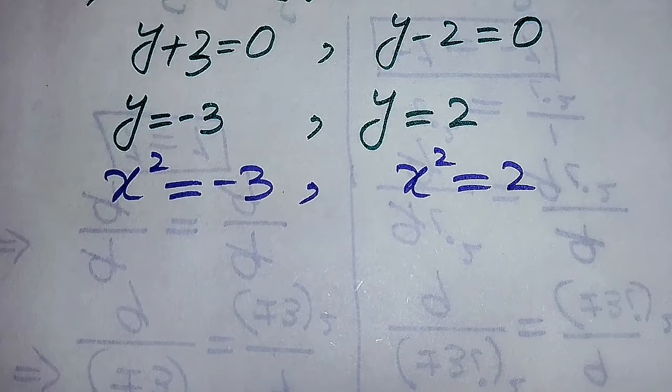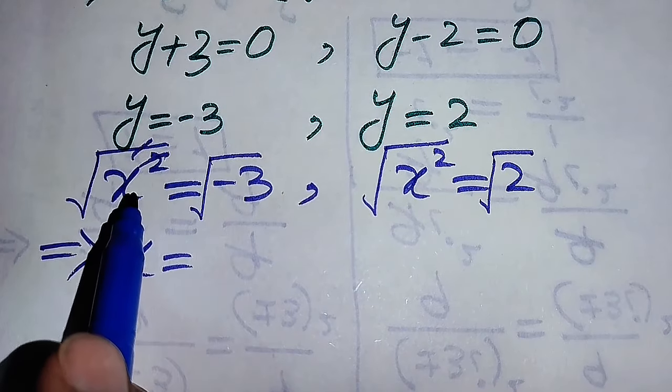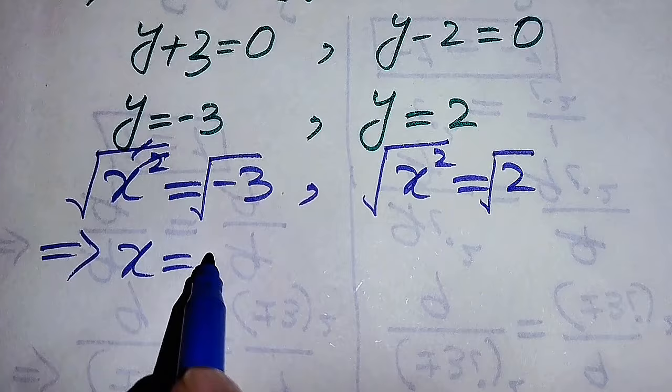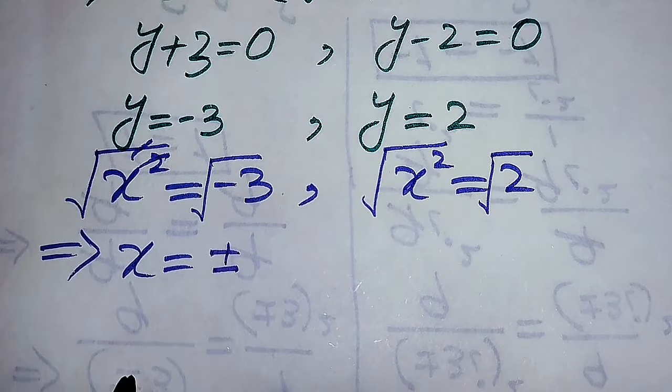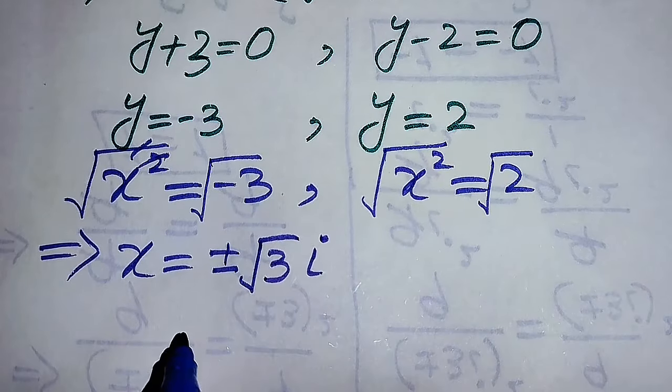Here our target is to find the values of x, so we need to take the square root on both sides. When we apply the square root, it will be written in this form. This square and this square root are gone, and we get x is equal to, and when we apply the square root on both sides, we write a plus minus sign on any one of the sides. So here we write the plus minus sign on the right hand side. Also you see that a negative sign appears inside the square root, so it becomes iota. So we get square root of 3 times iota.